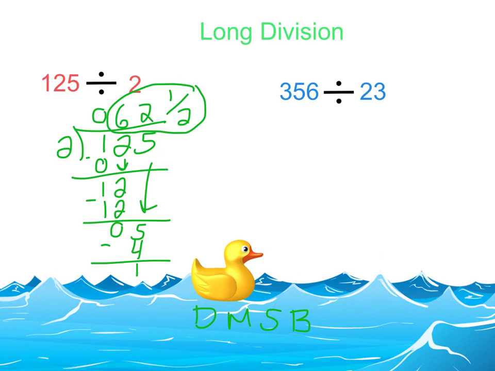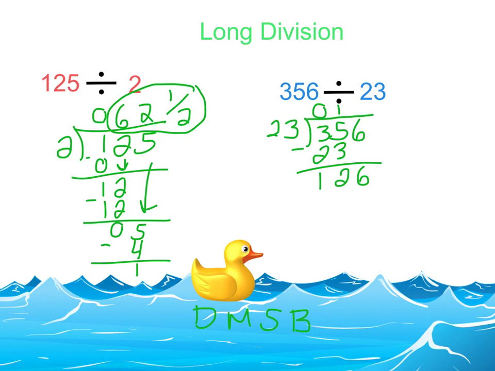Over here, this one's a little bit harder because we have a 2-digit number in our divisor. Now we need to divide the 3 by 23. That's not going to work, so we're going to put a 0 there. 35 divided by 23 is 1. 1 times 23 is 23. We're going to subtract.